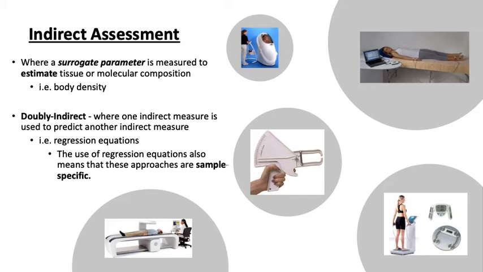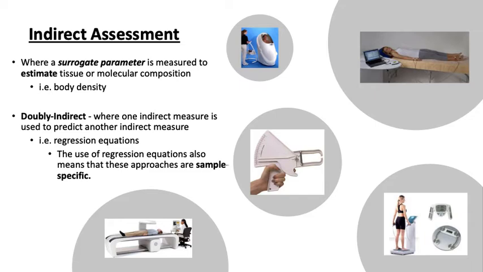It determines, first of all, your body density, then it puts it into one of its pre-established regression equations based on the demographic information that you put in for your client. And then it spits out your percent body fat and your percent lean mass. So this would be a doubly indirect method.